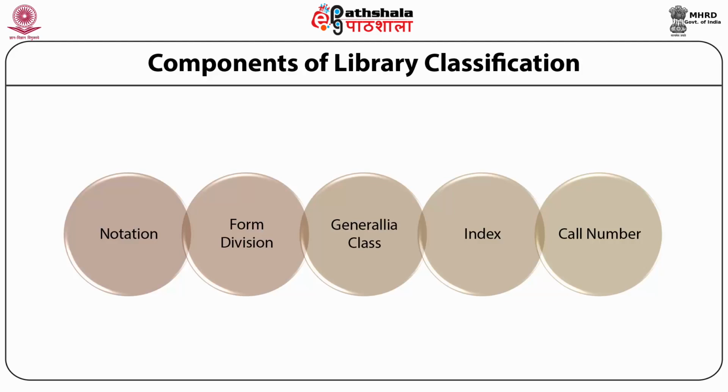Secondly, form division. Knowledge has to be presented in one form or another. The form could be textbook, manual, dictionary, encyclopedia, etc. These forms or styles of presenting knowledge of a subject could be commonly applied to any subject. Book classification takes care of presenting form in the form of class number.